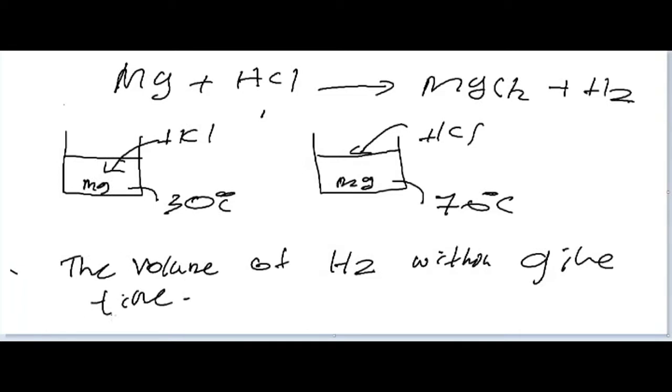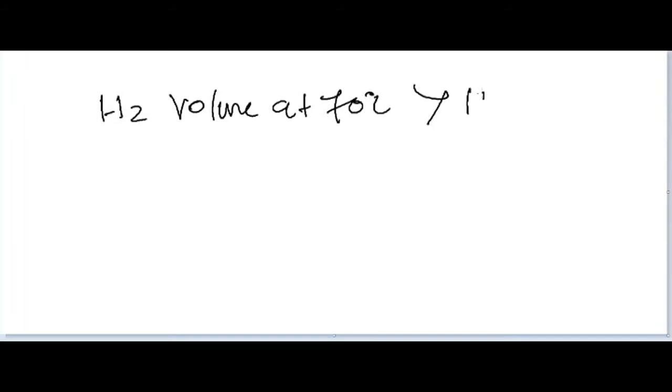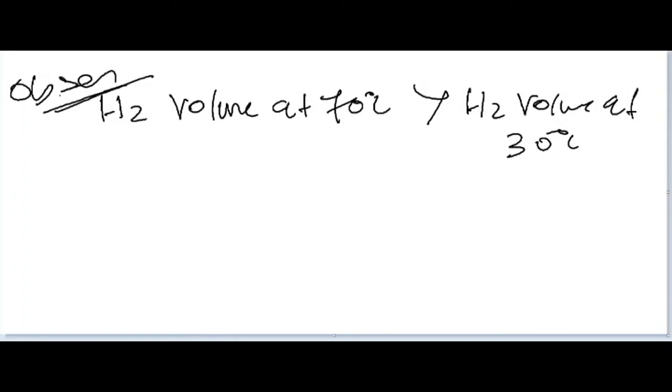So as an observation, we can say the hydrogen volume, H2 volume at 70 degrees is greater than H2 volume at 30 degrees. So this is the observation. A simple example: at different temperatures the rate of reaction will be different, but with increasing temperature the rate of reaction also increases.